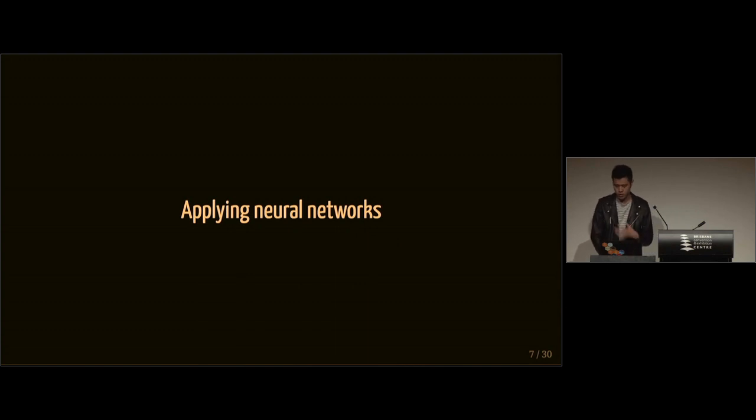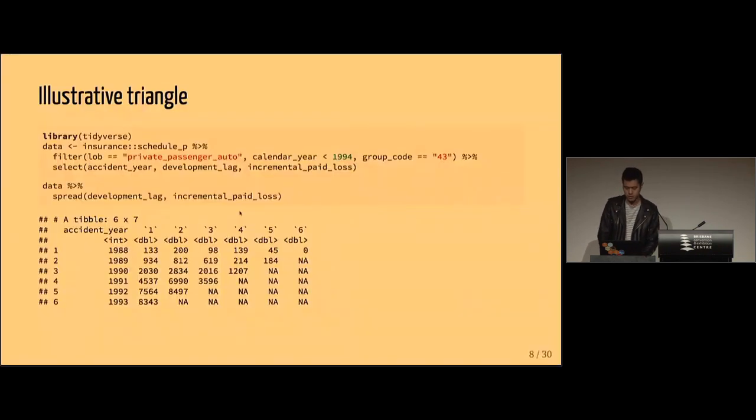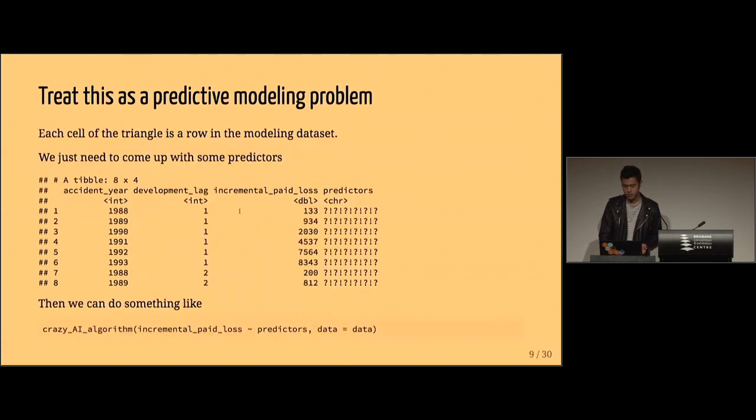So then we're thinking about how we can apply some machine learning techniques to this problem to help speed up the process. Here we're going to talk about how to frame this problem as a predictive modeling problem. If we look at the triangle in a long format, we can come up with some predictors for each row, and each row in the modeling data set corresponds to a cell in our runoff triangle. Once we come up with the predictors, we can run a regression for the incremental paid loss, which are the cells of the triangle, against the predictors.